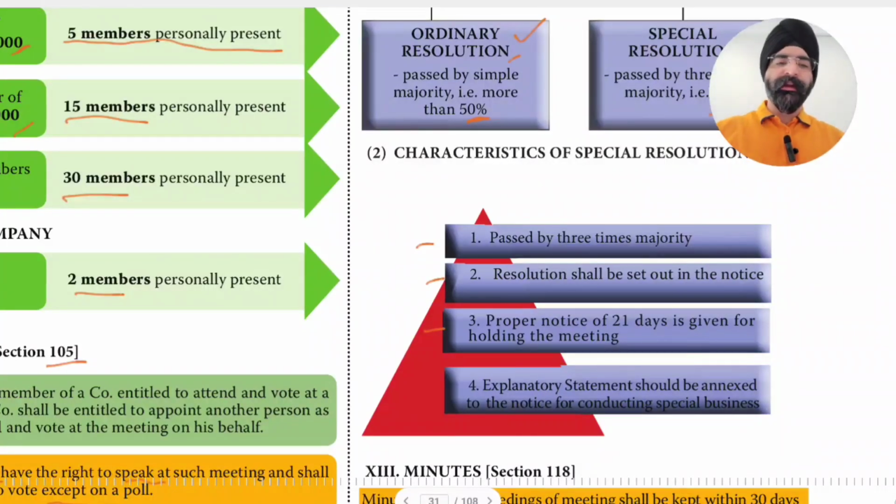Then proper notice of 21 days is given for holding the meeting. Meeting is held by giving proper 21 clear days notice, where the date of sending is excluded and date of meeting is excluded, so 23 days, plus if sending by post, then 48 hours from posting will be counted as the deemed date of sending notice. So 25 days. Explanatory statement should be annexed to the notice for conducting special business. For all special business, all agenda items falling in special business, an explanatory statement is to be annexed.